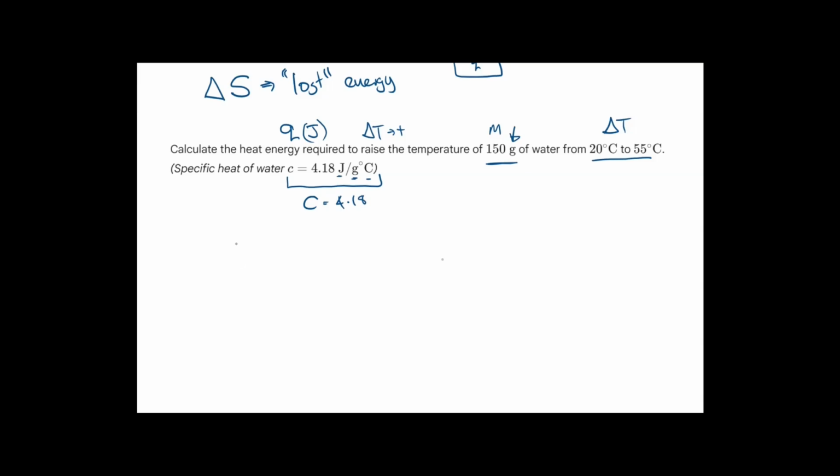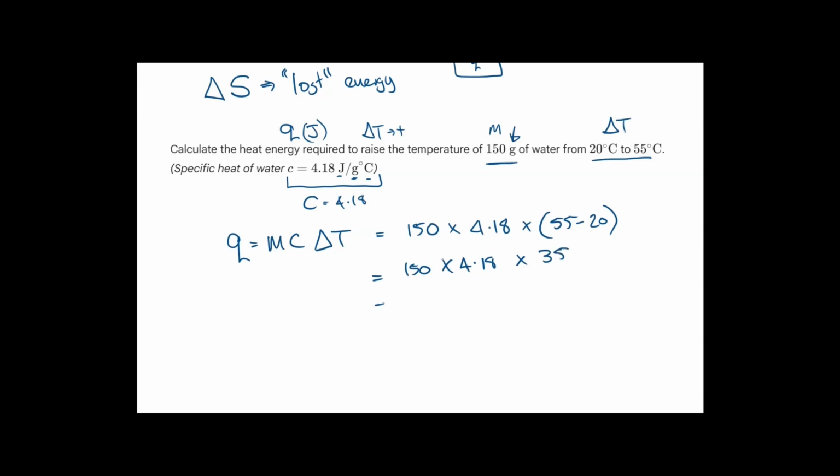All right, let's do it. So Q is mc, change in temperature. The mass is given as 150 grams, and it's already in the units. The heat capacity is already in the units that we want, 4.18. And the change in temperature is going to be the final temperature, 55 minus 20, so 35 degrees. So 150 times 4.18 times 35, positive 35.